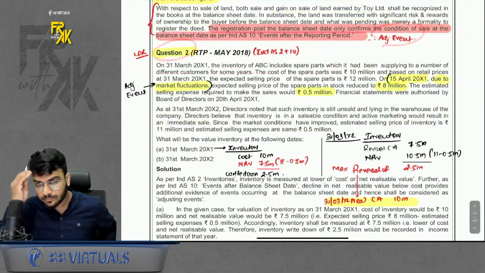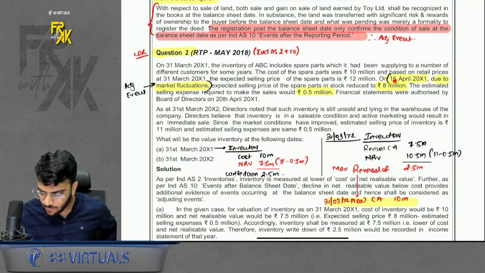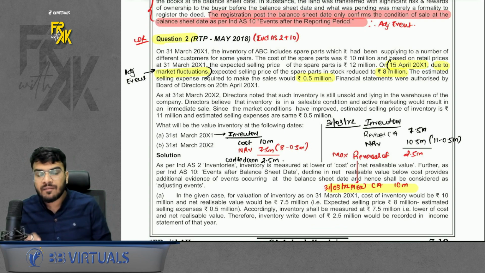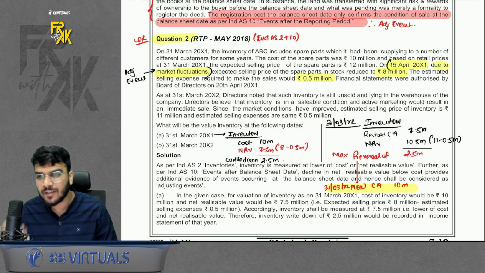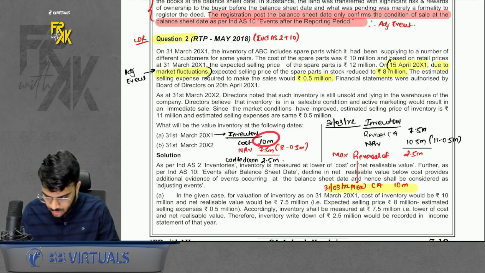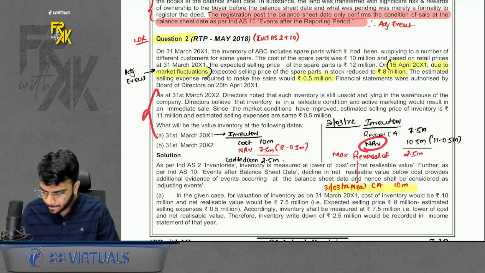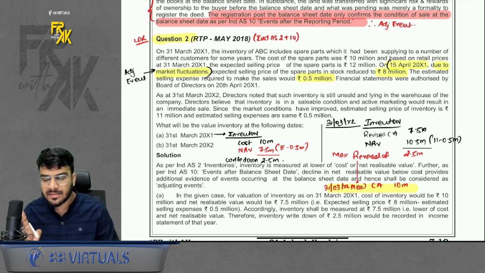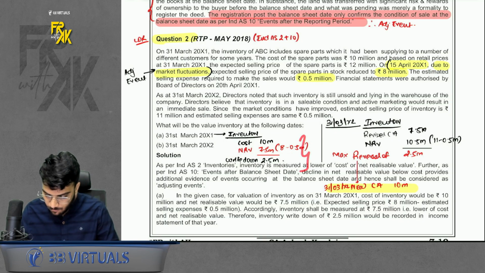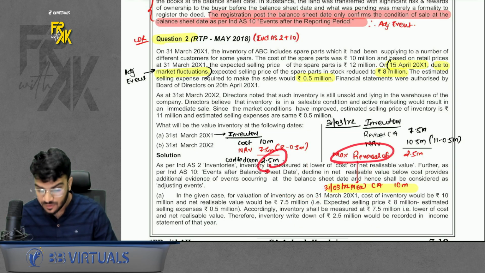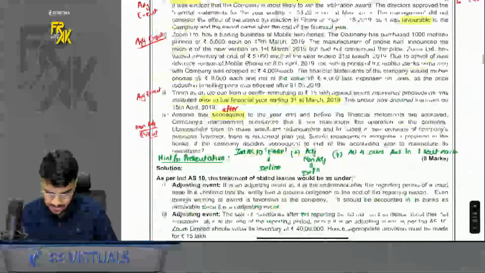Question number 2. What happens is the value of inventory is falling due to market fluctuation. If the value of inventory falls after year end due to market fluctuation, adjusting event. So cost 10, NRV 7.5, write down of 2.5. In the next year, the NRV increased. Whenever the NRV increases in subsequent years for the same inventory, whatever write down you did, you can reverse it. So we will reverse the write down of 2.5 which we did in the previous year. That's it. Only this much is there in this question.